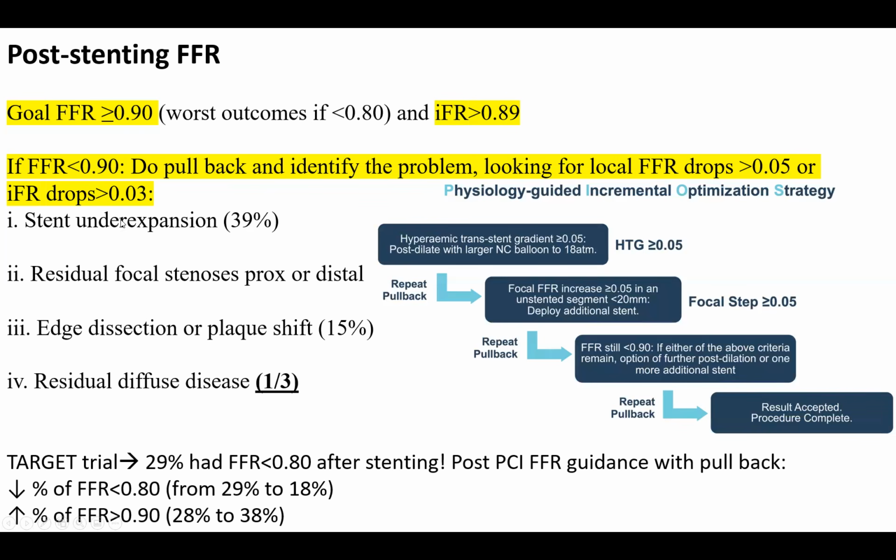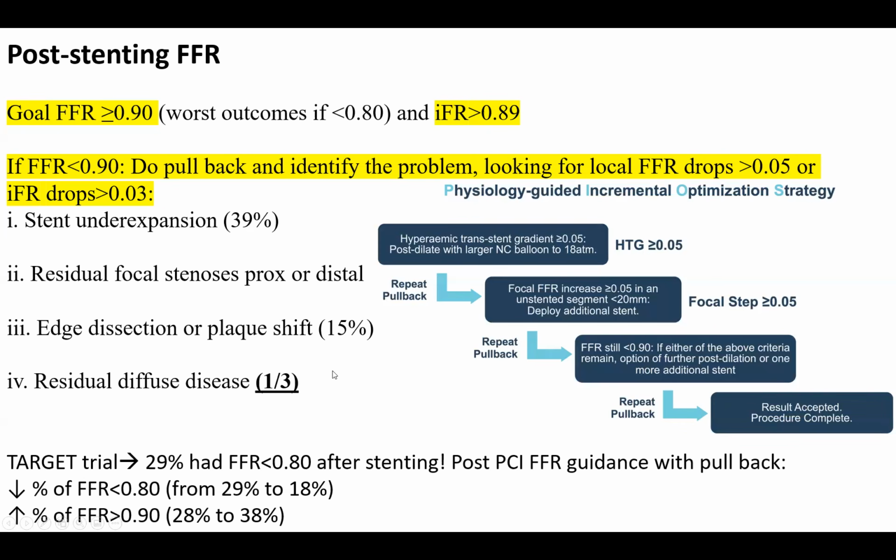But for those first three, you can further expand the stent or add more stents in cases of 2 and 3. And there is this study, the TARGET trial, that randomized patients to post-stenting FFR. One important idea is that 29% of the patients in that trial had FFR less than 0.80 after stenting. Post-PCI FFR guidance with pullback reduced the number of patients with FFR less than 0.80, and also reduced the percent of patients with FFR less than 0.90, which is the best cutoff.